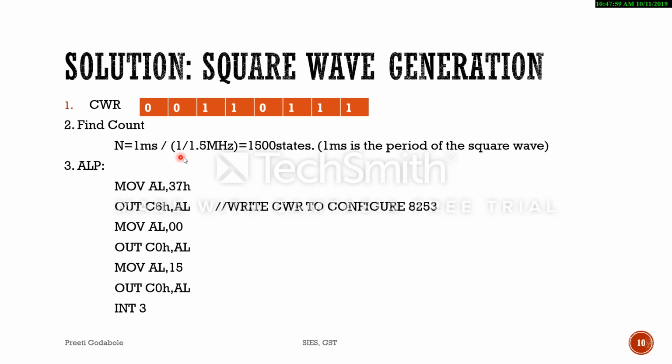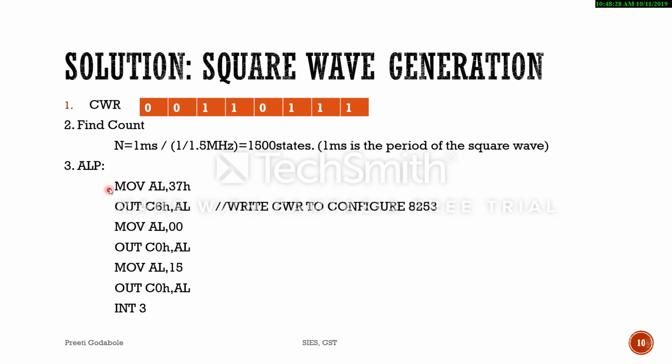So you can determine the time period by using the frequency. So 1 millisecond upon 1.5 megahertz, which is going to give the time period of the 8253. Now this will give me a count of 1500 states. If I want a square wave of period 1 millisecond, the value of the count that is to be loaded is 1500 states. Now the next step, as we have seen in the previous slide, is to write the ALP.